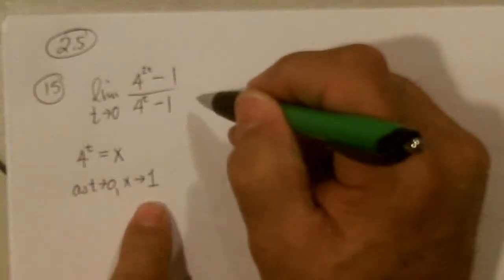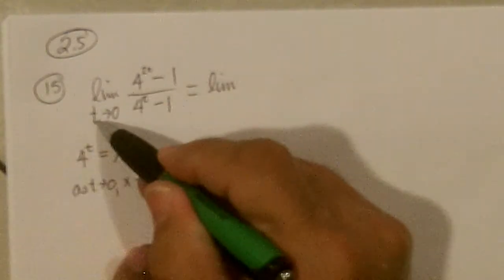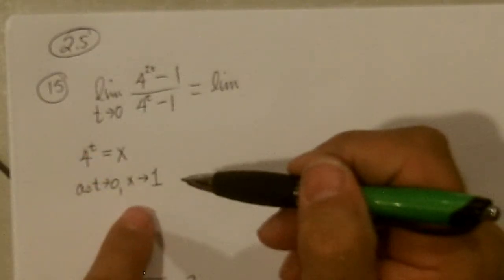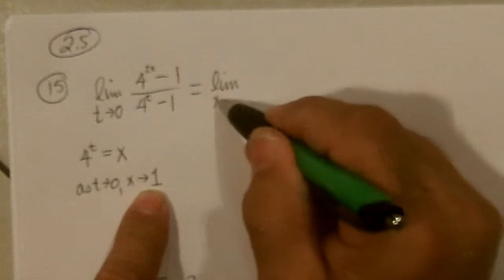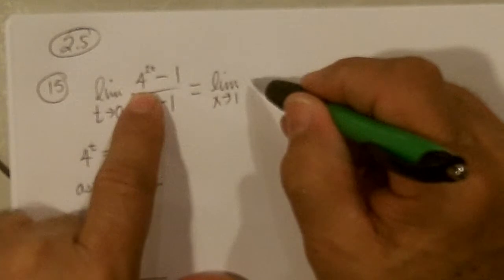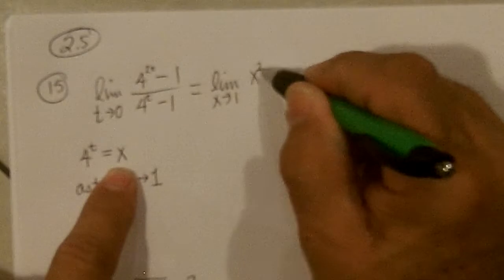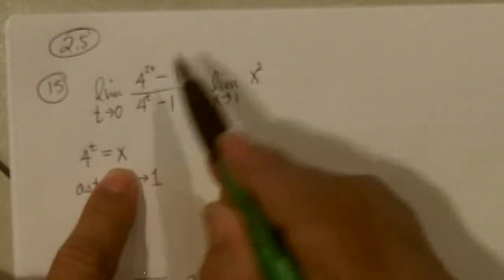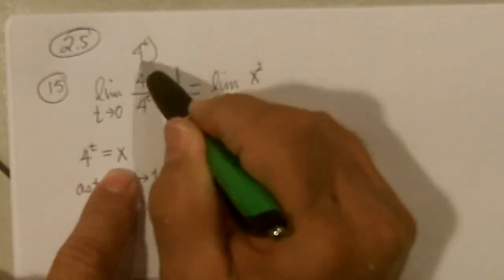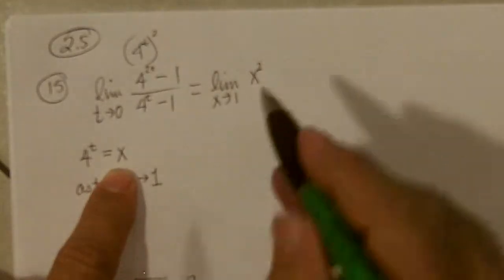So making this substitution, this would change to, instead of t, that gets a little messy here, t going to 0, x will go to 1. And this would be x squared, because this is 4 to the t to the 2, and when you have power to power you multiply them and you get 2t.